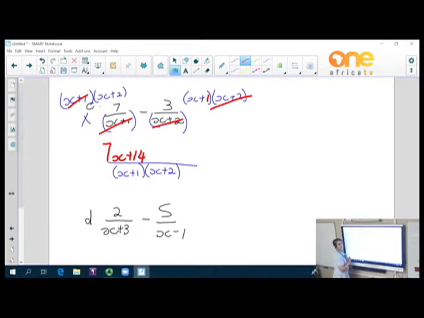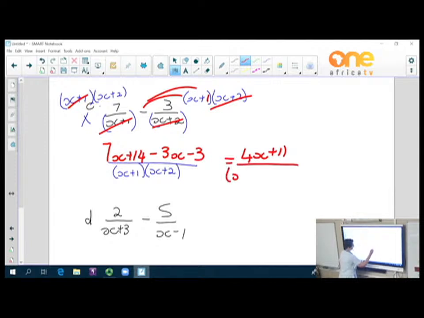Now remember there's a negative 3 now in front. So you have to multiply the negative 3 with each one there, which makes it negative 3x minus 3. Look at that one. That's where we make mistakes. And the final answer is then 4x plus 11 over x plus 1, x plus 2.